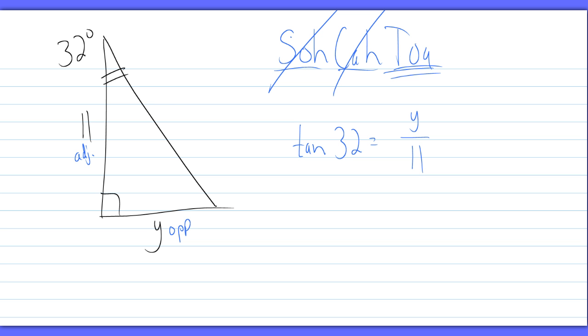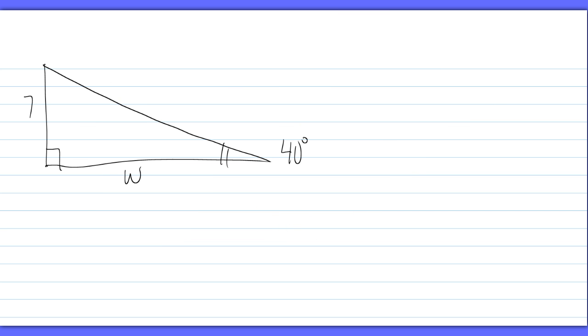So there is the geometry, or the trig, of it. Now algebraically, multiply both sides by 11. That takes care of that denominator. And then take 11 times the tangent of 32. We can actually calculate that, and that gives us 6.87 for y.